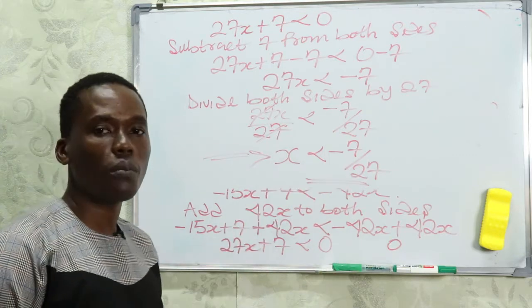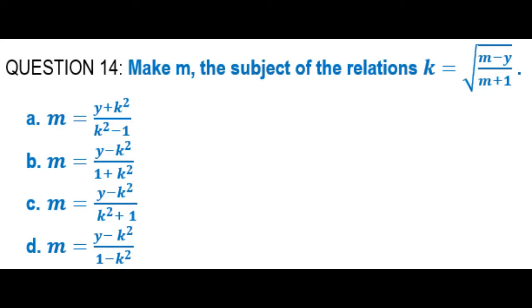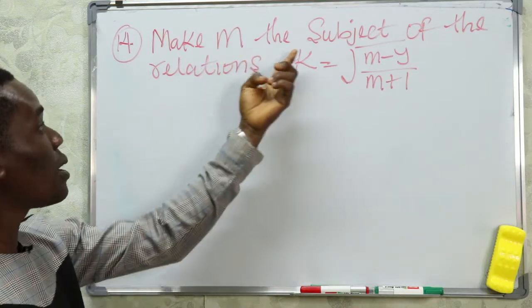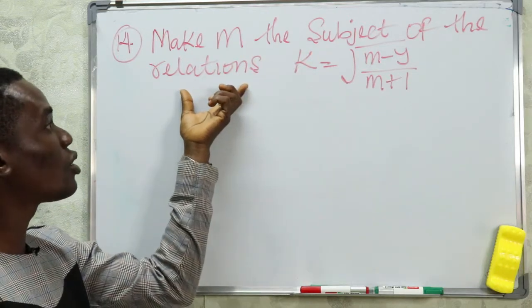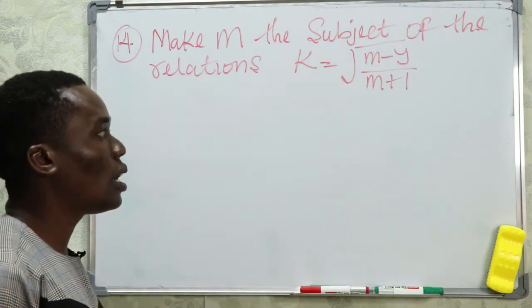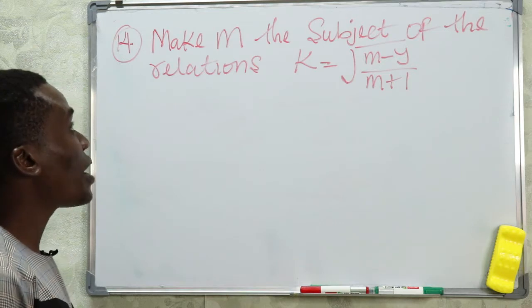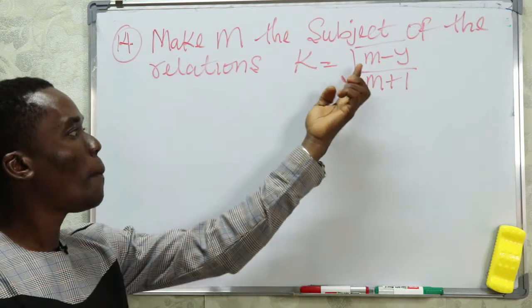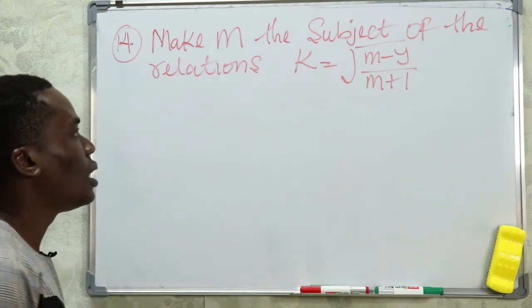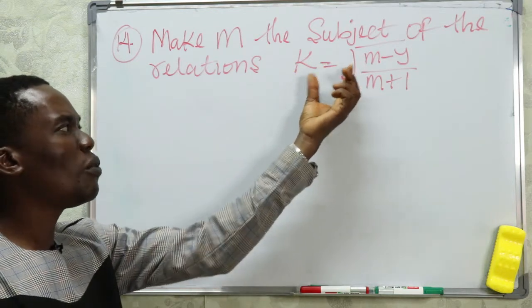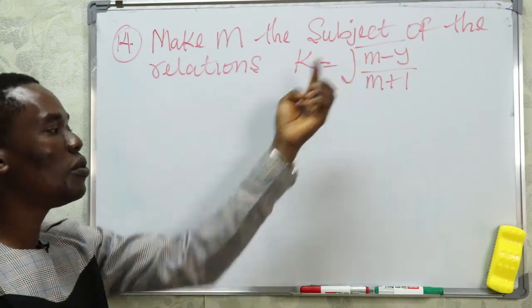Now let's look at sample question 14. Solving question number 14, we are asked to make m the subject of formula, the subject of the relation k equals square root of m minus y all over m plus 1. So if we are given this relation, all we need to do is to take it step by step so as to make m the subject of formula.